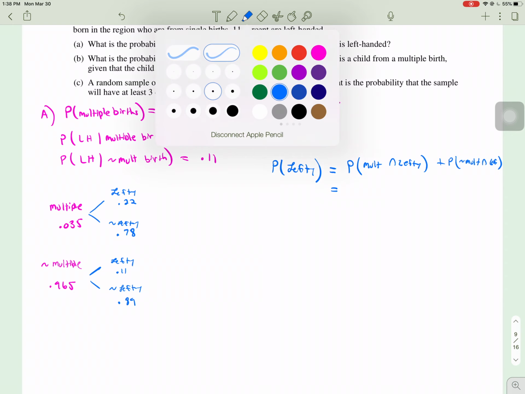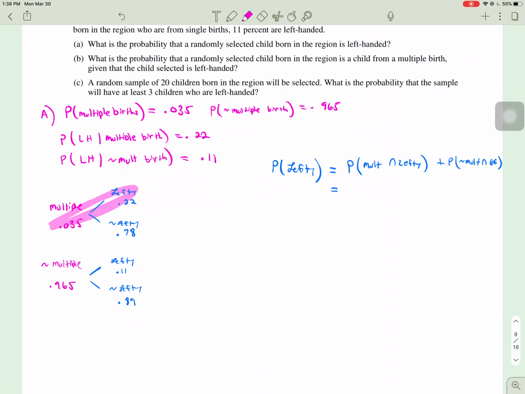So what are those probabilities? Well, we could just really add together 2 branches. What is the probability of multiple and lefty? Well, that's just going to be 0.035 times 0.22, which is 0.0077, plus 0.965 times 0.11, which is going to be 0.10615. So what is the probability that any given child is lefty? You're going to add those up and get 0.11385.